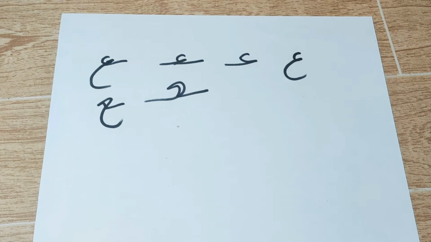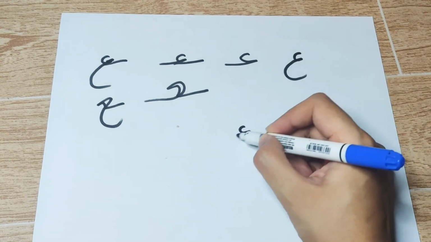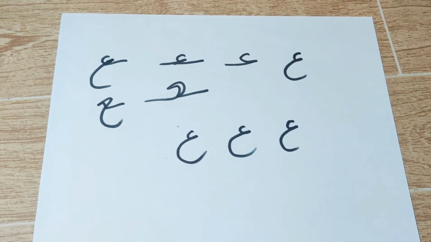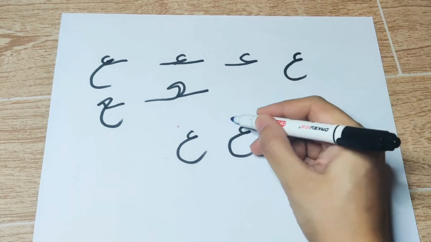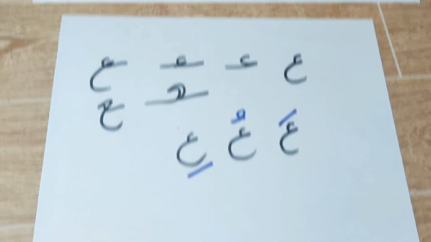If you don't know what I'm talking about, please refer to the previous videos. Watch them over and over again to know what I'm talking about. Alright, so this is Harful Ain, letter Ain. Ain with fatha, Ain with damma, and Ain with kasra.